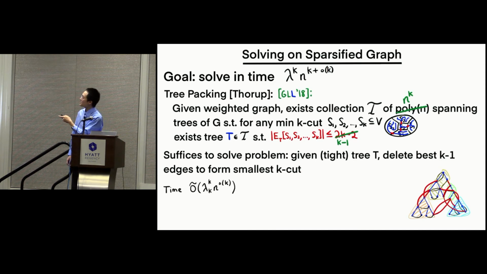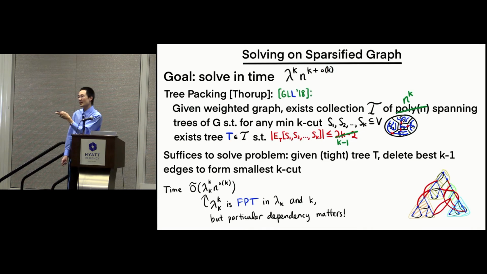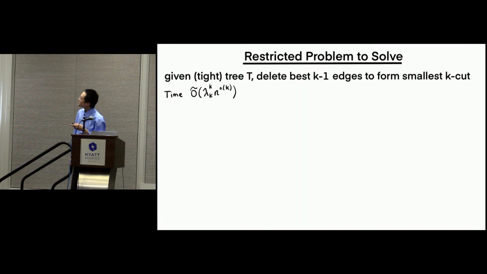And again, now that we've paid this n to the k factor, our time needs to be roughly lambda to the k times a lower order term. And note that lambda_k to the k is fixed parameter tractable in lambda_k and k. But here, the particular dependency matters. We really need lambda_k to the k. Not even 2k in the exponent would be good enough for us. So it makes sense that we will be resorting to FPT techniques to solve this problem. Okay, so that's our problem to solve.